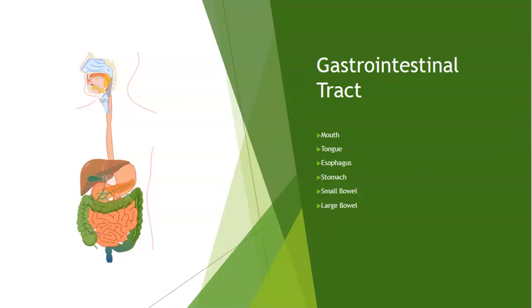This is a cross-section of the gastrointestinal tract. We're going to be inserting the NG tube today in the nasal cavity, having it go down the back of the throat, past the tongue, into the esophagus and the stomach. We're not going to be inserting it into the small bowel or the large bowel, but we want it to be roughly mid-epigastric when we're done.